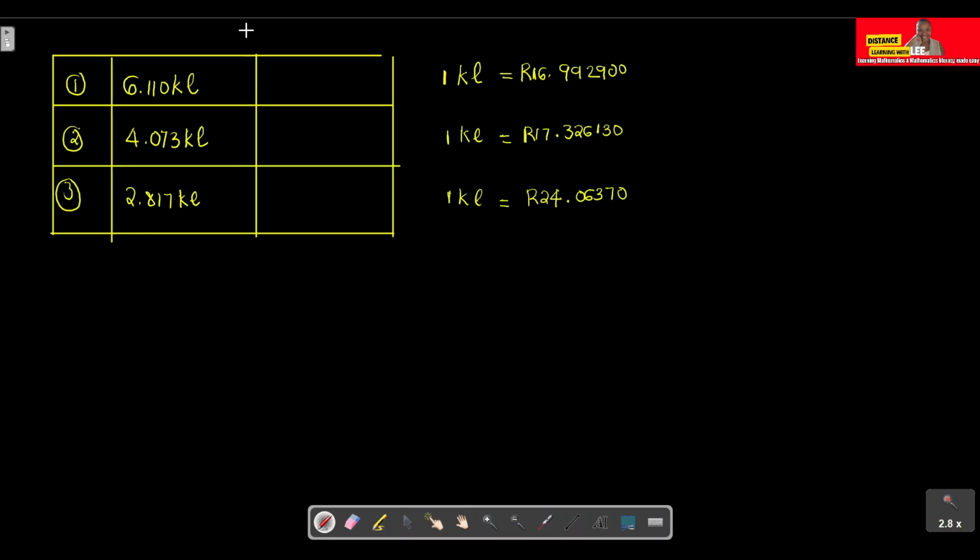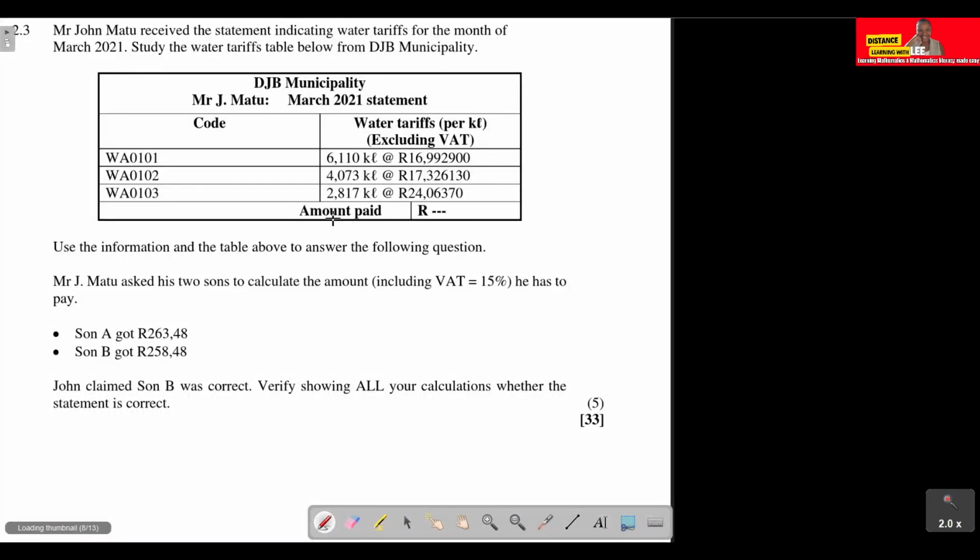So how much then does he pay, in terms of his tariffs, in the first block? How much does he pay in the second block? How much does he pay in the third block? All right, so that is basically what we will have to figure out by using the information that is given to us. Okay, so it says use the information and the table above to answer the questions that follow.